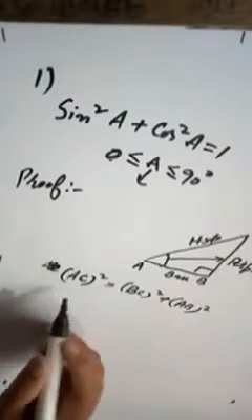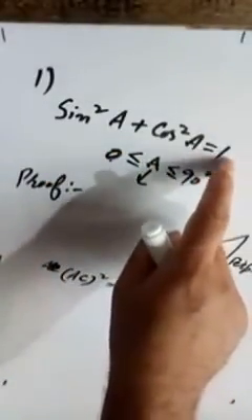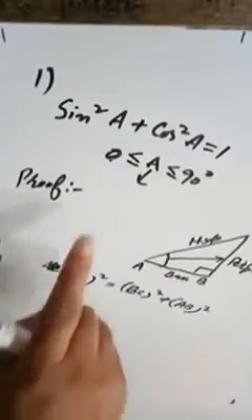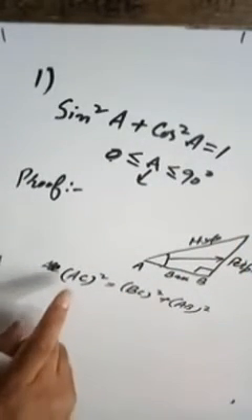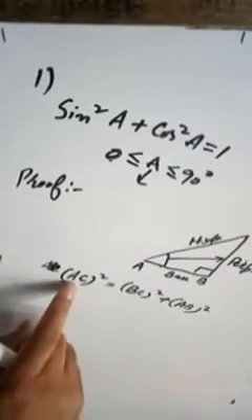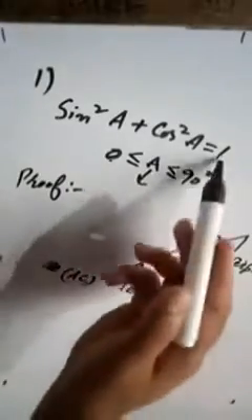Now I check the question here. We have to select sine square A plus cos square A is equal to 1. That means in this term there is only one term, and here are 2 terms, so here are also 2 terms. But in the question, here it is 1, and here I have got AC square. So how do I make this AC square as 1? Simply I will divide this equation by AC square, so that I will get this 1 here.